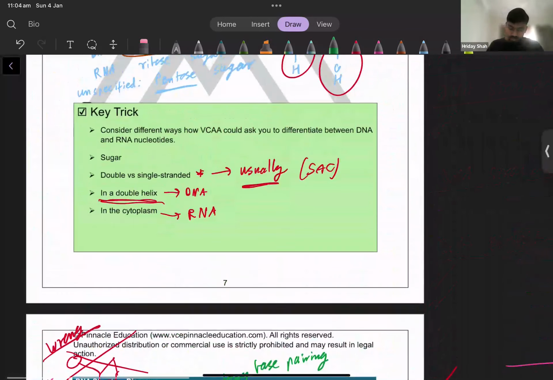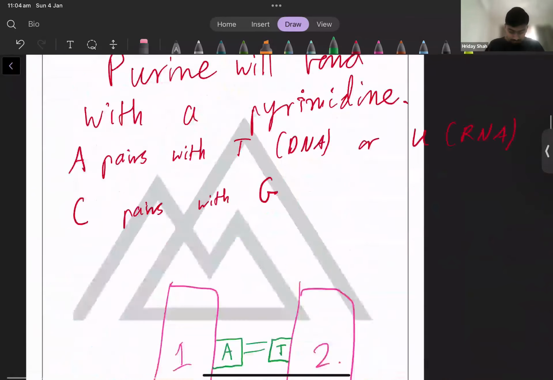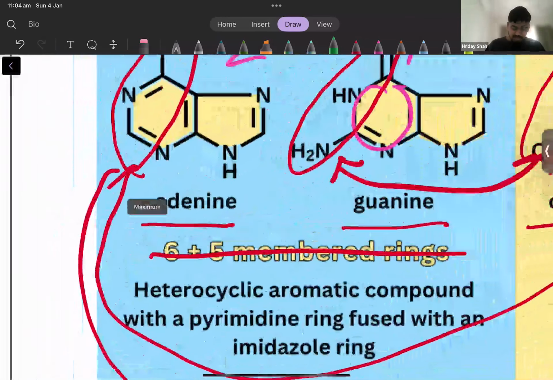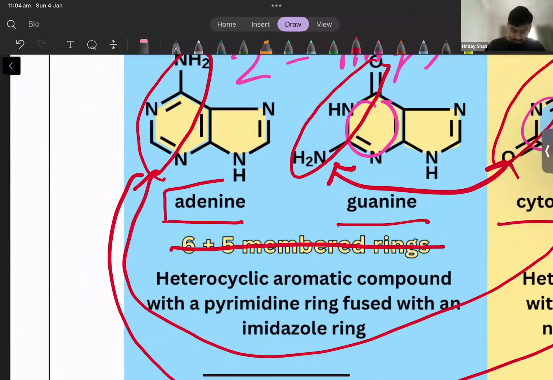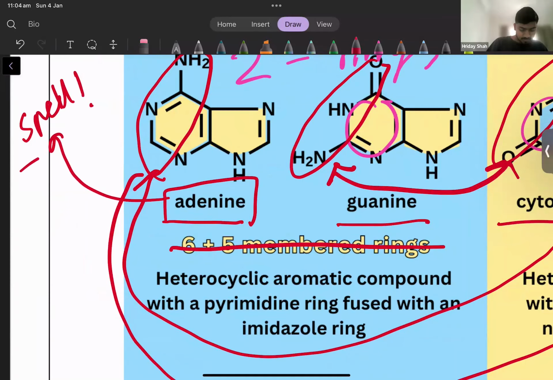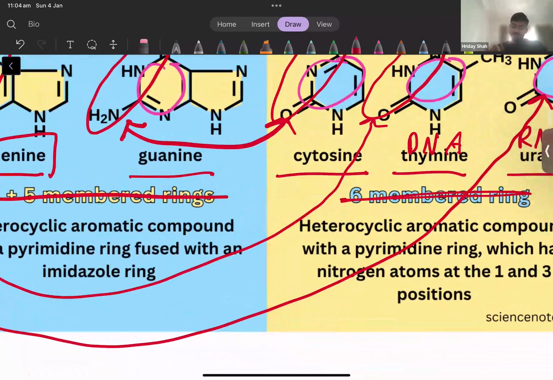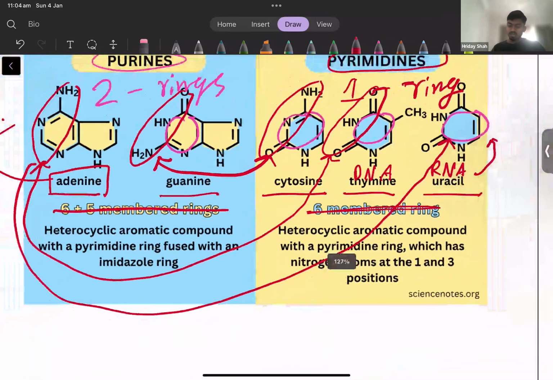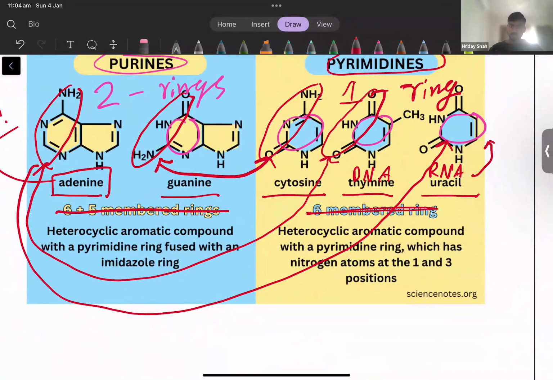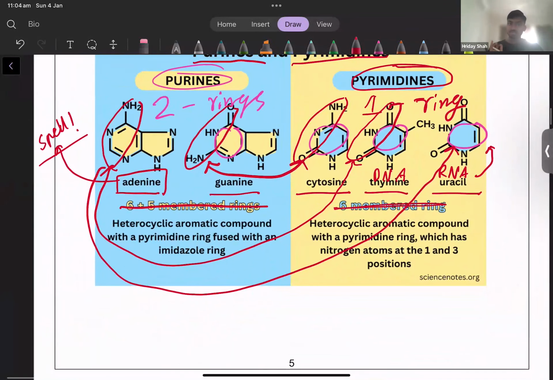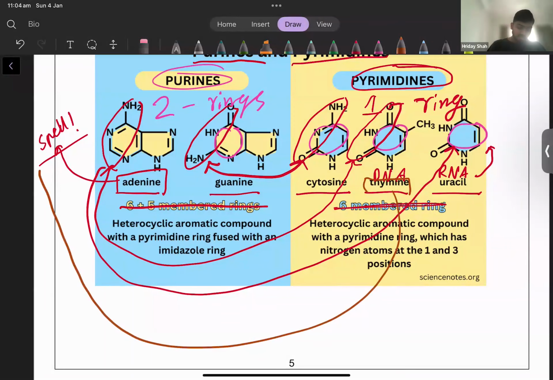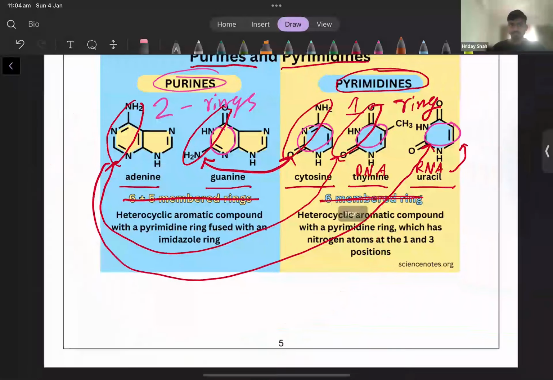Another word also from today that you must spell correctly, if we go to our bases, is adenine. Spell correctly. The other ones, right, if you miss a letter for guanine or cytosine, VCAA will still give you the mark, but adenine must be spelled correctly. And same for thymine. And that's again because there are molecules in the body that are very, very close to it.